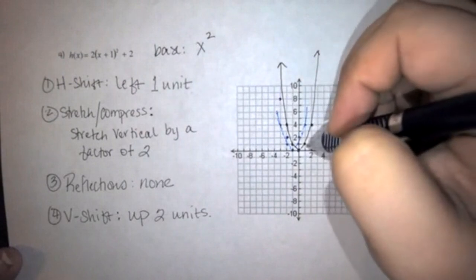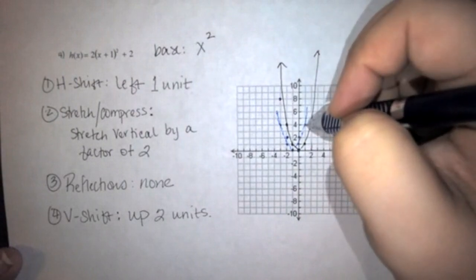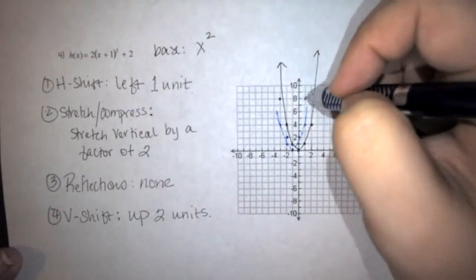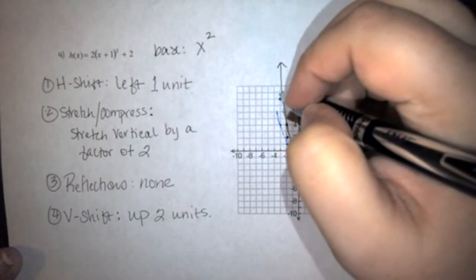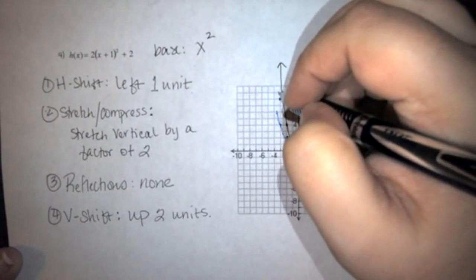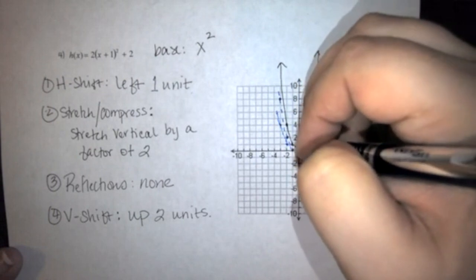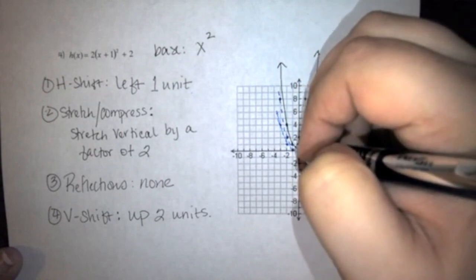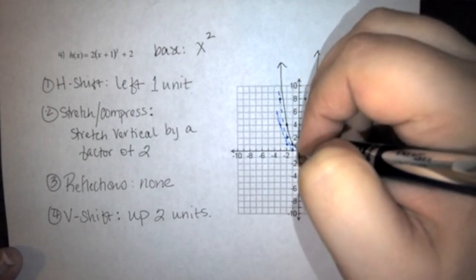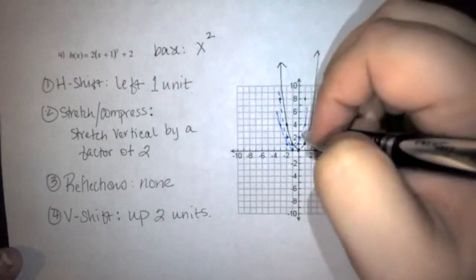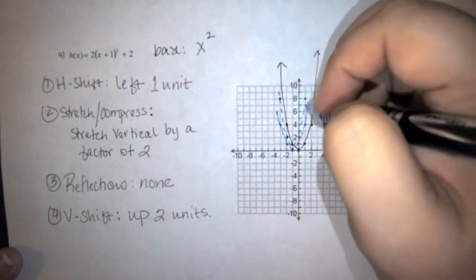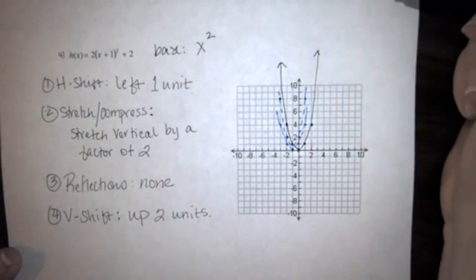And then again, same on the other side. Instead of it being here at 4, we're going to be all the way up here at 8. And so we've got this new skinnier parabola going on here. So notice things are starting to get a little tight. Okay, but that's what's going on with that.